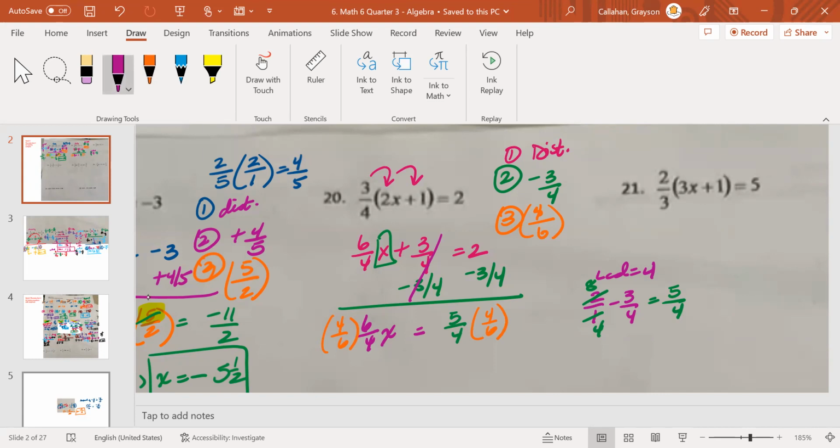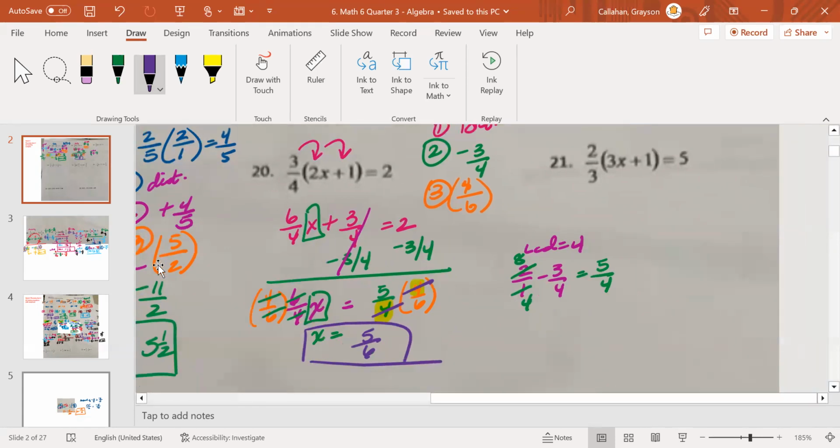So then from there, we're going to go ahead and cancel the 4 top and bottom, cancel the 6. X is now officially isolated. And then notice how you have a 4 on top. So I'm going to cancel that as well. And I'm just left with 5/6. It is in a proper fraction, so I don't need to change anything.